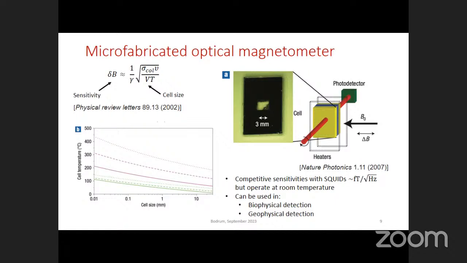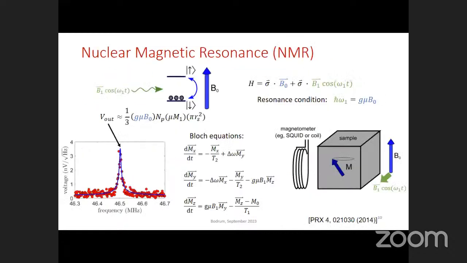It's not the animal squid, but a device that operates at low temperatures, at 4 Kelvin, let's say, at liquid helium temperatures. They are known to have very low noise figures, but they have to be cryogenically cooled down. But this system doesn't need to be cooled down. It's at room temperature, and this can be used for biophysical and geophysical detections. Again, it's not at the best sensitivity. So you have a very small cell, 3 millimeters in size, that can measure the external magnetic field.